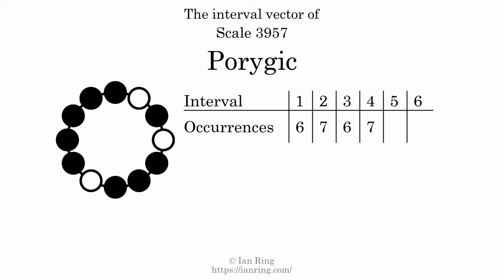There are 7 intervals with the size of 4 semitones. They are here, here, here, here, here, here, and here. There are 6 intervals with the size of 5 semitones. They are here, here, here, here, here, and here. There are 4 intervals with the size of 6 semitones. They are here, here, here, and here. Each interval does not appear in this scale a unique number of times, so this is not a deep scale.